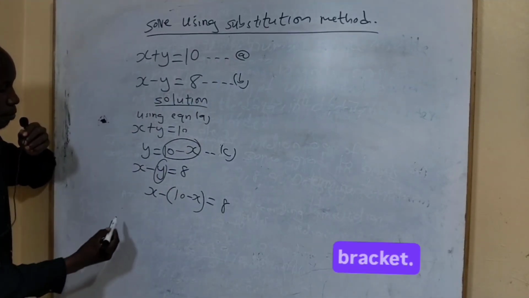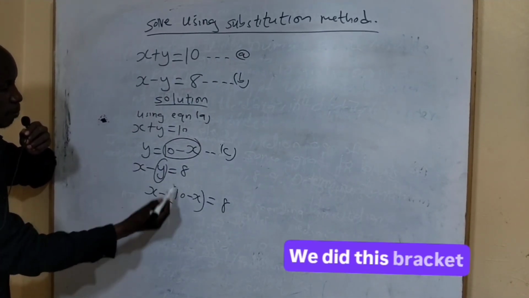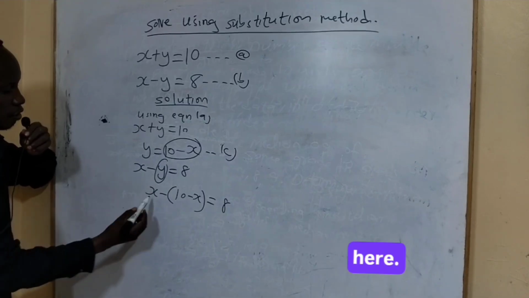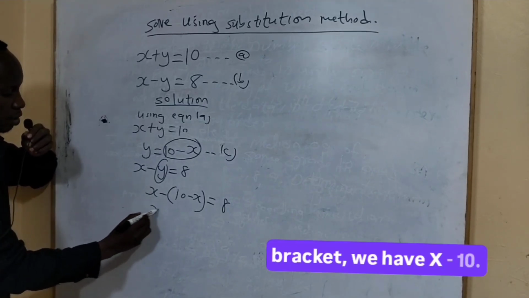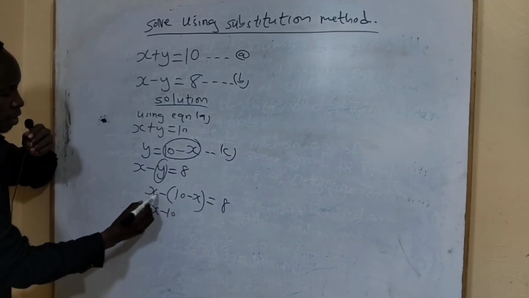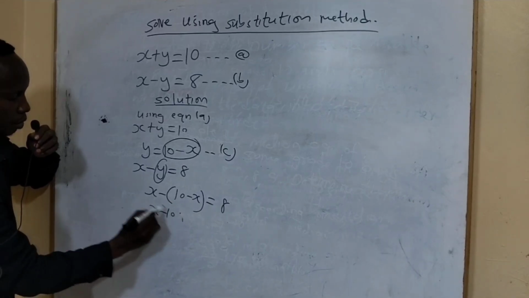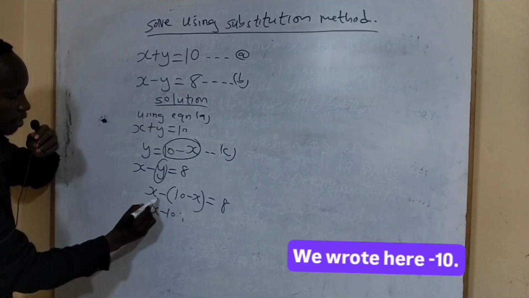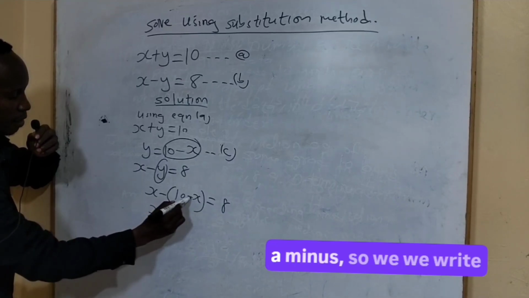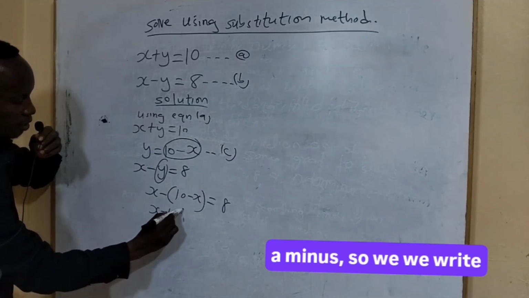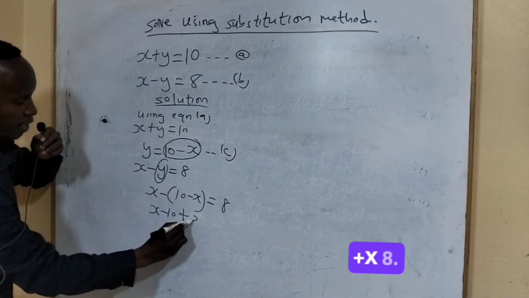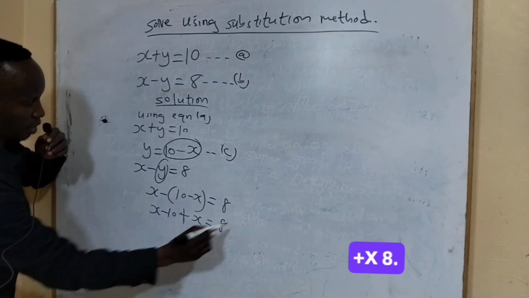So we can open the bracket. We did this bracket because this is a minus here. So if we open the bracket, we have x minus 10. This is a minus and this is a minus, it will give us plus. We wrote here minus 10. Then this is a minus and a minus. So we write plus x is equals to 8.